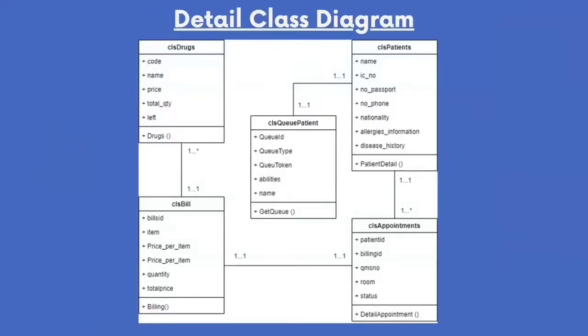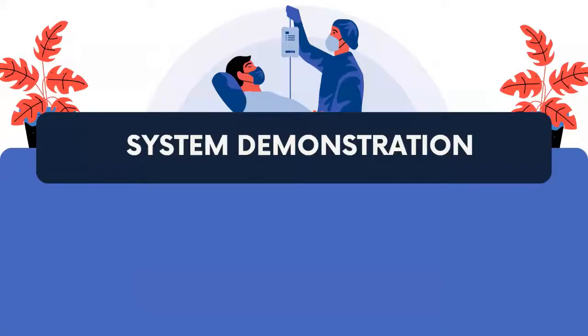So about the detailed class diagram, we have five classes from the table: CLS drug, CLS queue patient, CLS patient, CLS bills, and CLS appointment. For the relations, patient to patient is one-to-one. The patient detail class payment is one-to-one and one-to-many, and the class bill class payment is one-to-one and one-to-one, and the class drug and class bill is one-to-one and one-to-many. So for the system demonstration, I will hand over to Hafiz bin Suhaimi.